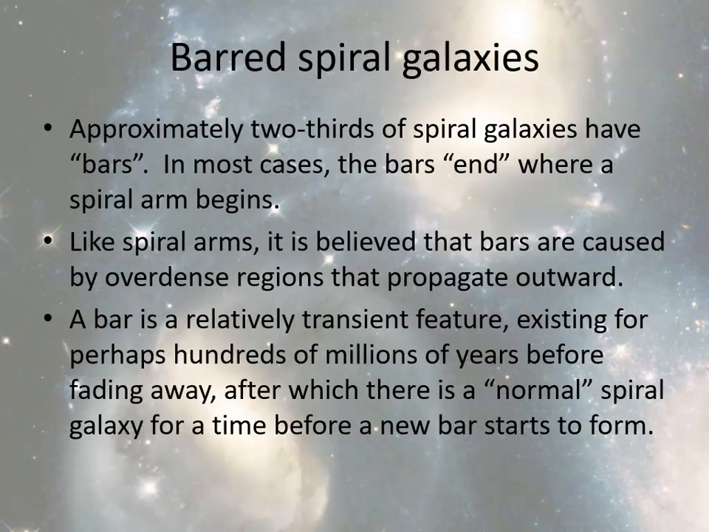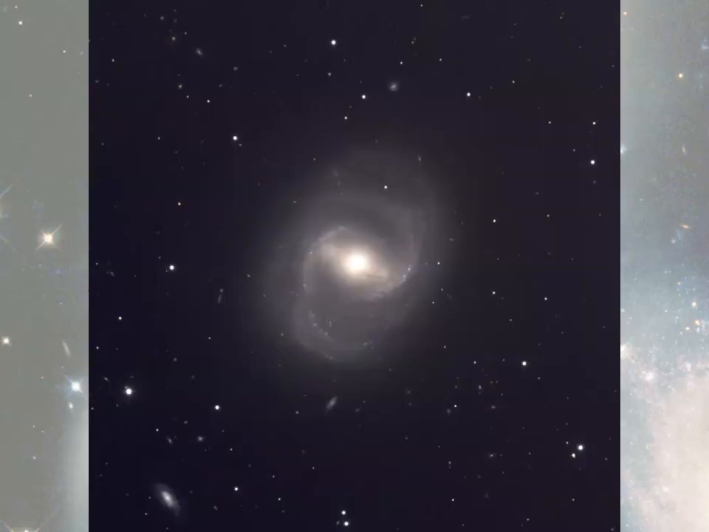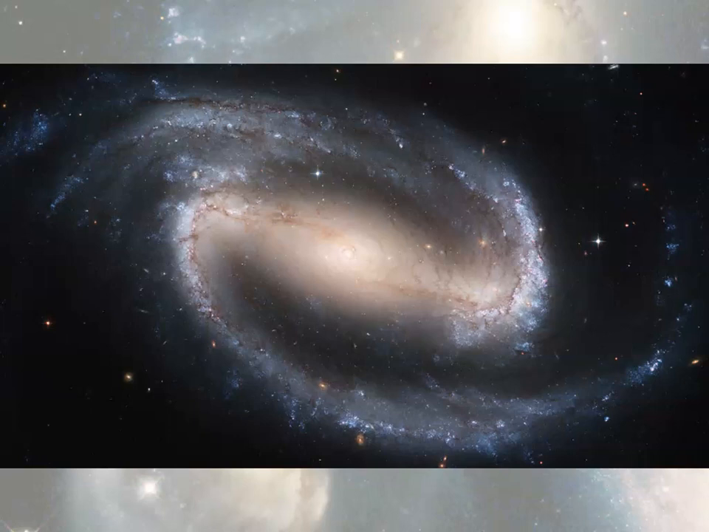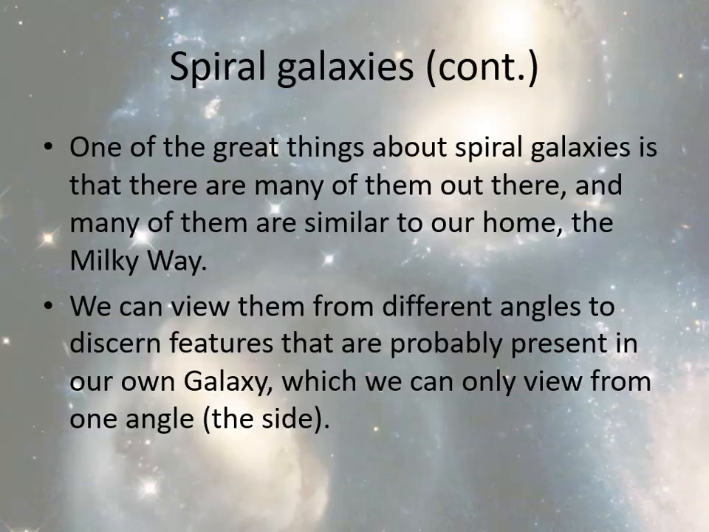We've also mentioned that the Milky Way is a barred spiral galaxy. In fact, 2/3 of spiral galaxies are barred spiral galaxies. Here's a nice barred spiral. There's another nice one. That's NGC 1300, a rather famous one. This is a Hubble Space Telescope picture.